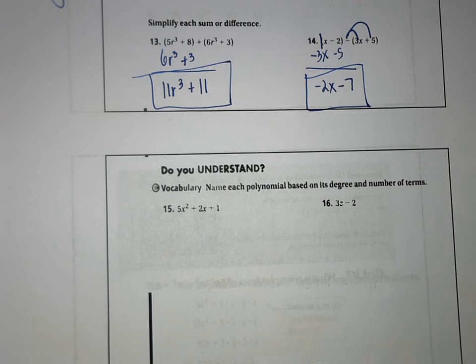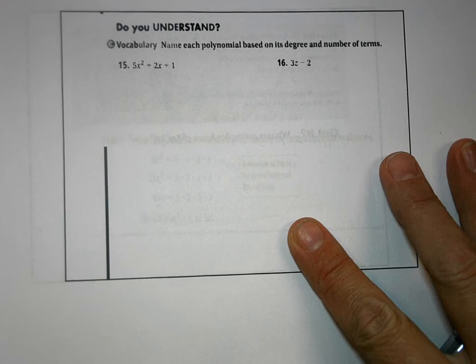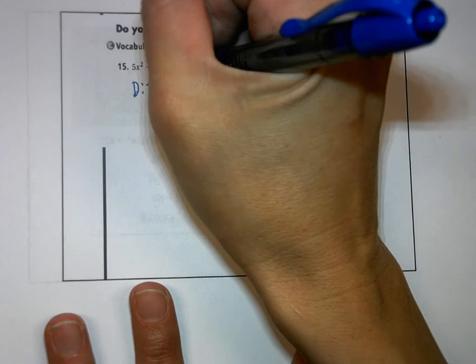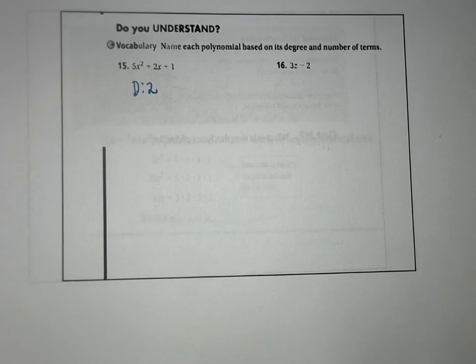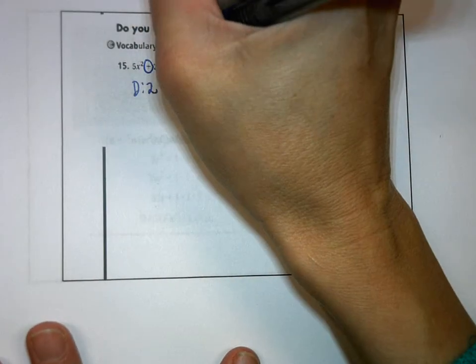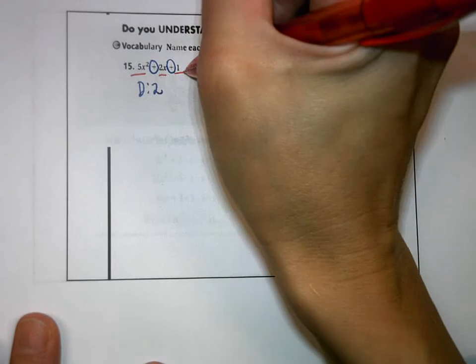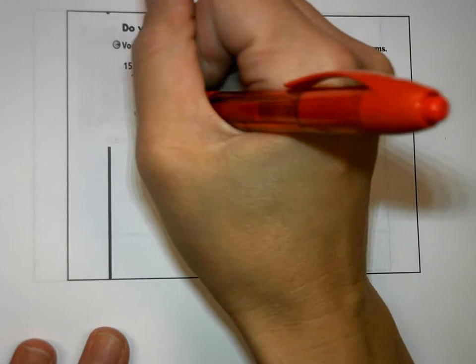Okay, number 15. It says name each polynomial based on its degree and the number of terms. So on 15, tell me what the degree is first by showing me on your fingers. Good. The degree is 2. Now you name this by how many terms it has. How many terms are separated by pluses and minuses? So if you are counting terms, there are 1, 2, 3, which makes this a trinomial.